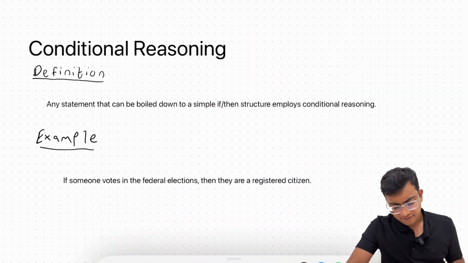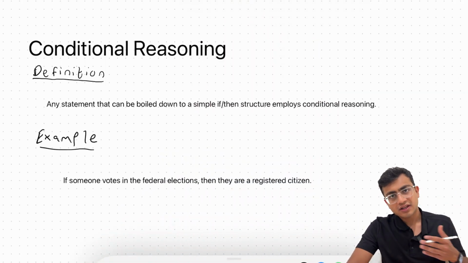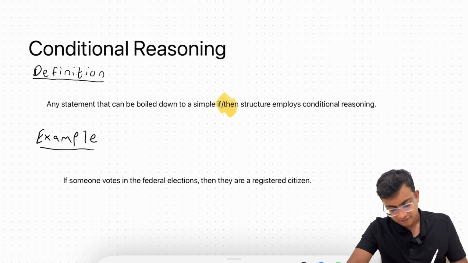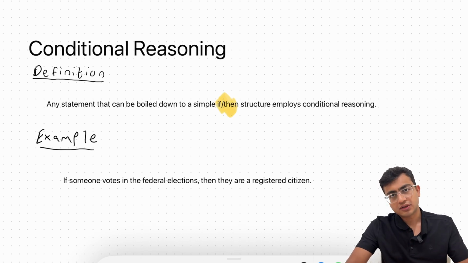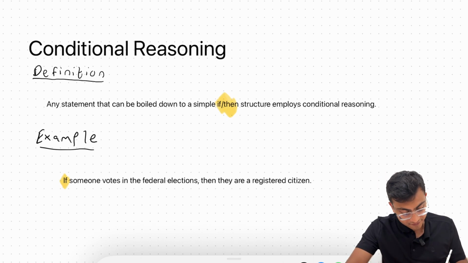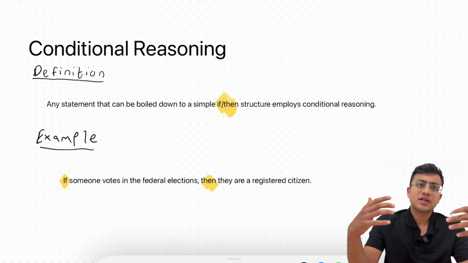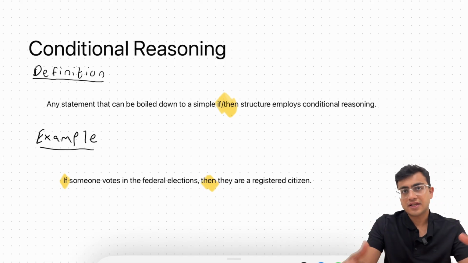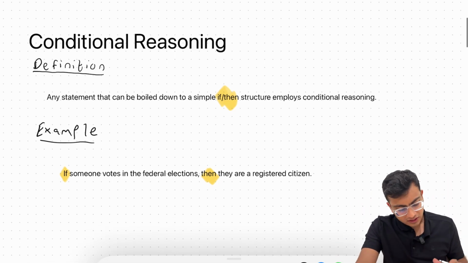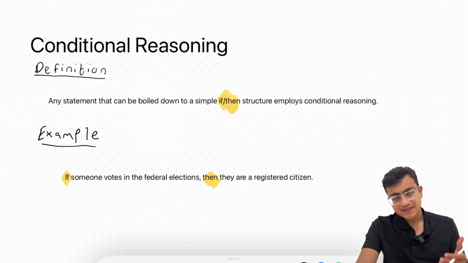Let us begin with the definition. Any statement that can be boiled down to a simple if-then structure employs conditional reasoning. So for example, if someone votes in the federal elections, then they are a registered citizen. Now, first of all, I hope this sentence makes intuitive sense, but more importantly, we know that this statement uses conditional reasoning because of the if-then structure we have going on over here.